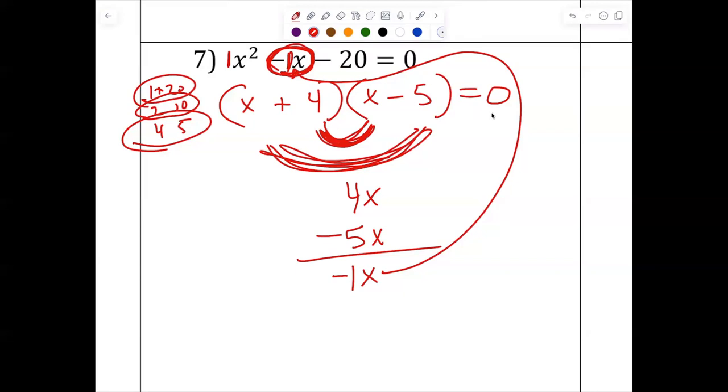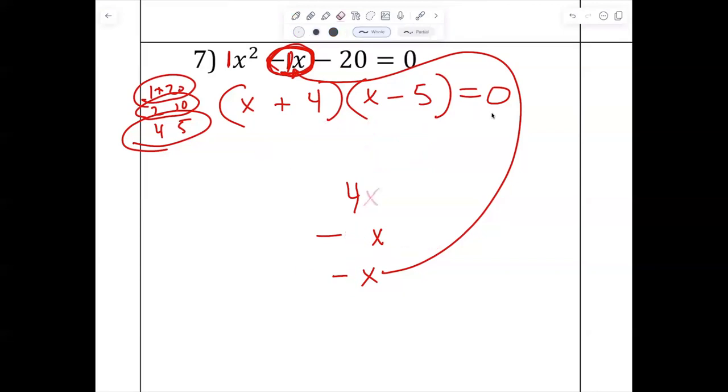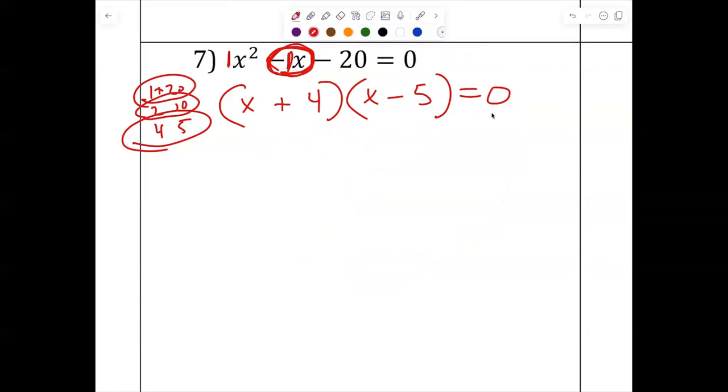All right. So after we factor, guys, what's the next step? X plus 4 equals 0. That's right. X plus 4 equals 0. X minus 5 equals 0. So now X equals either -4 or X is equal to what? 5.